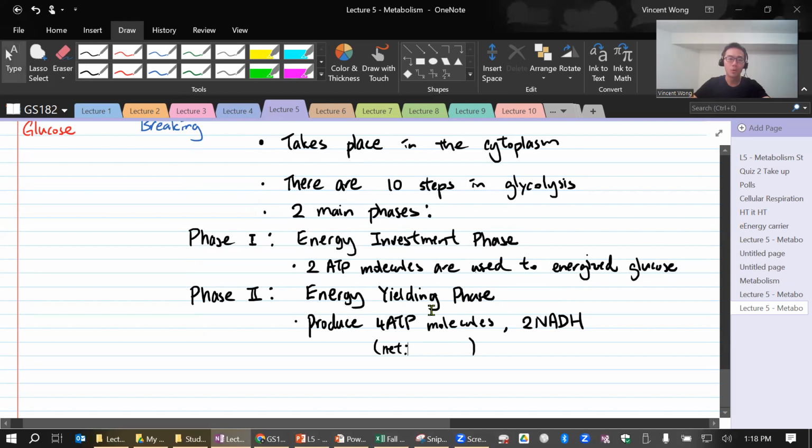Sure. Look, we used 2 ATP molecules to energize the glucose, and now we produce 4 ATPs. So when we take away the 2 that we used, how many ATP did we actually make? 6. Okay, interesting. Anyone else? 2. Okay, and we also have 8.